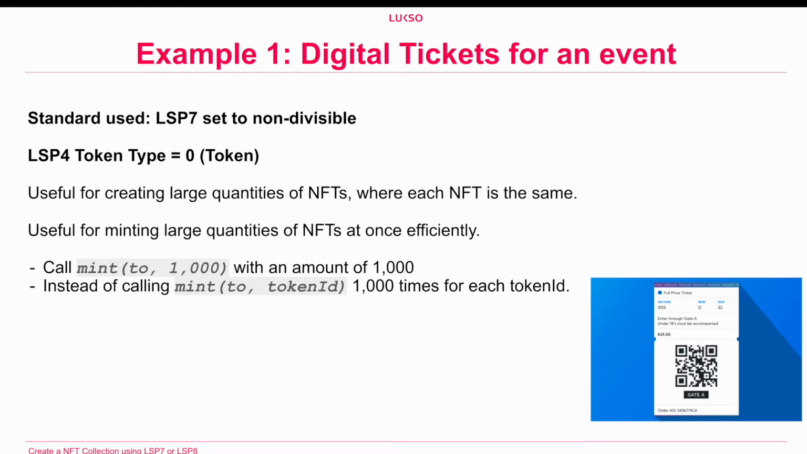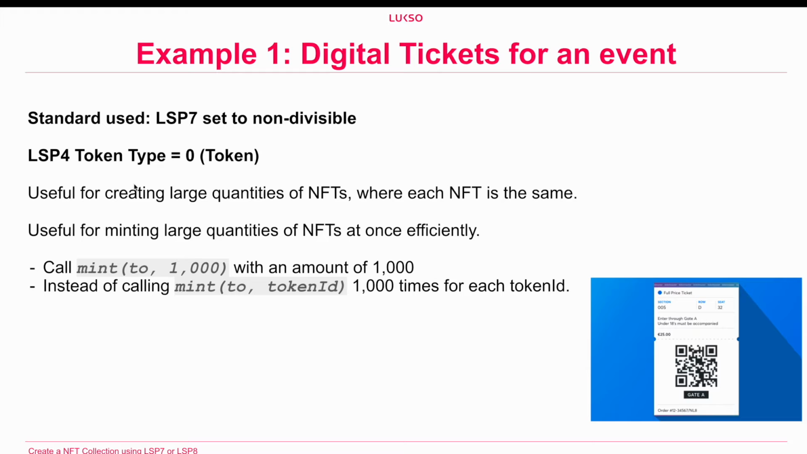Okay, so let's get started. We're gonna first start by creating a digital ticket for an event. And to do that, we can use the standard LSP7 and set the decimals to 0 using the non-divisible flag when we deploy the token. And so the token type would be 0, which is a token. And this is useful when we want to create large quantities of NFTs where each NFT is the same. And we can use that especially in contexts where we need to mint large quantities of NFTs all at once.